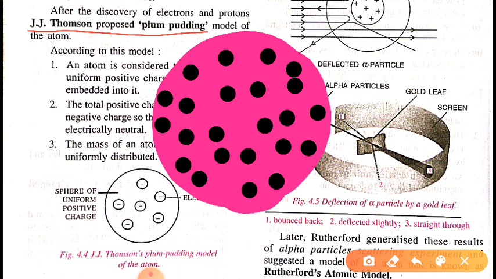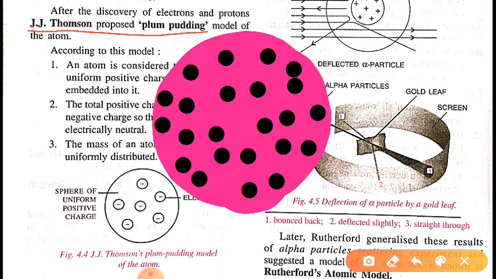Or else, what we can say, according to this model, an atom is considered to be a sphere of uniform positive charge, as you can see here. This pink part is uniformly distributed. He told that this pink part is a positive charge, and the electrons are embedded in it, just like the black dots you can see in the pink part. This is the electron, and the pink part is the positive charge.